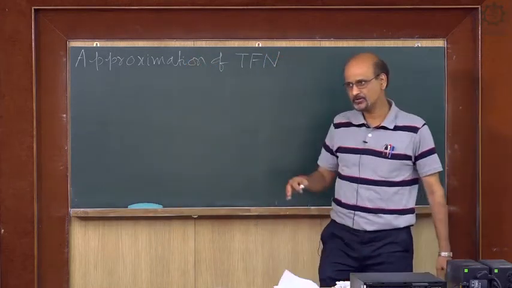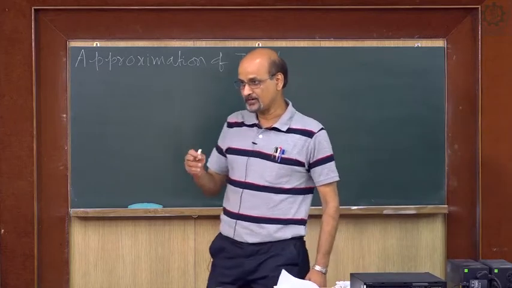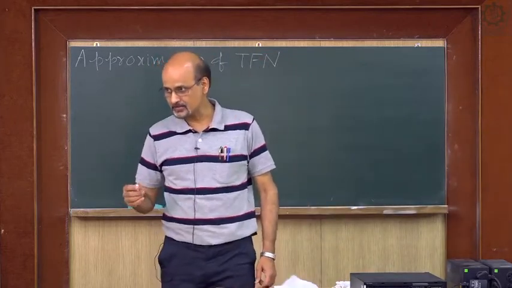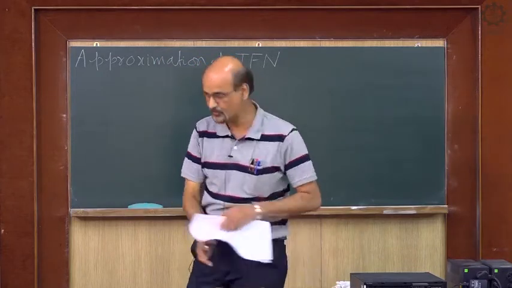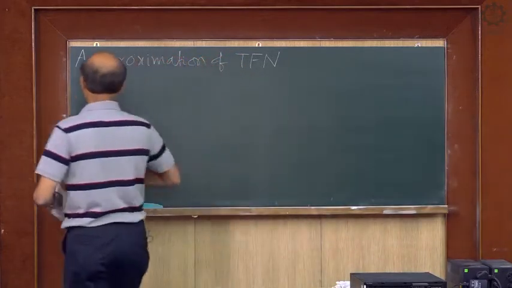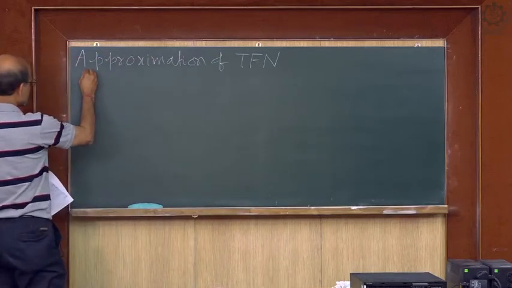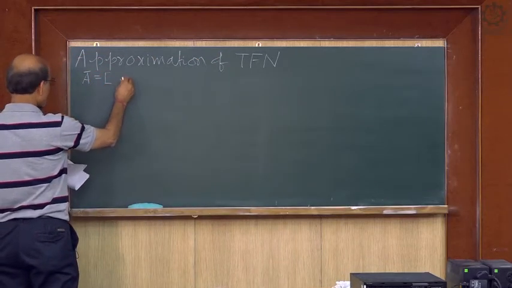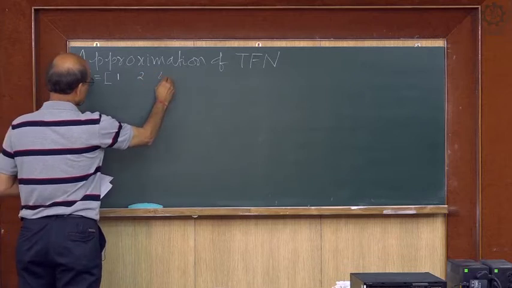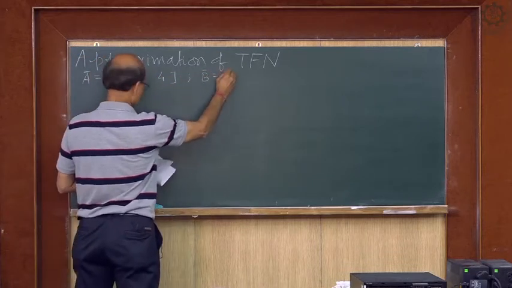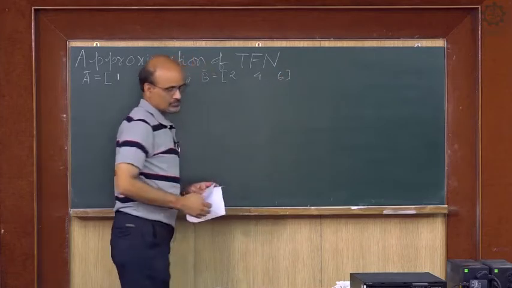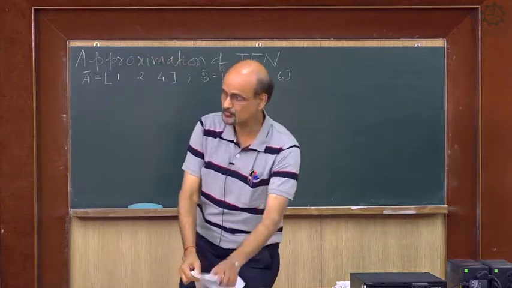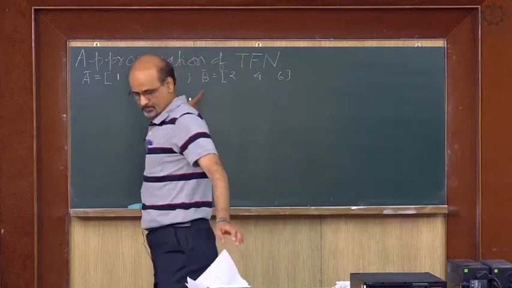You have also seen about the multiplication and division. Let us recollect that again using one example. Suppose we have two fuzzy numbers, A bar as 1, 2, 4 and B bar as 2, 4, 6. These are two fuzzy numbers and I want to multiply A with B.